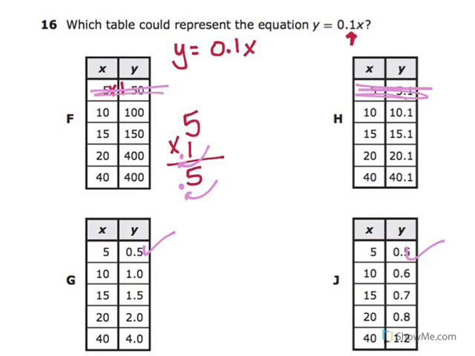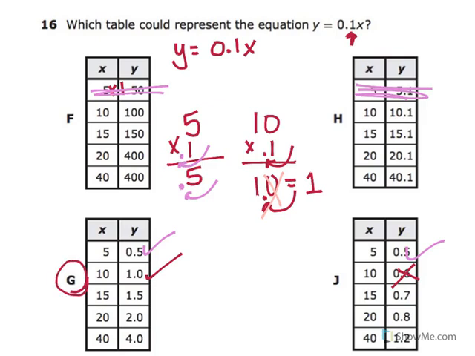Okay, what about 10? 10 times 1/10 is of course 10, but you've got one decimal place. So I have 1.0. I don't actually need that 0 because it has no value, so it's really just 1. But right here it says 1.0, doesn't it? So that's correct and this one is not. So I can tell right now that my answer is going to be G.